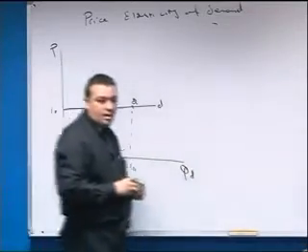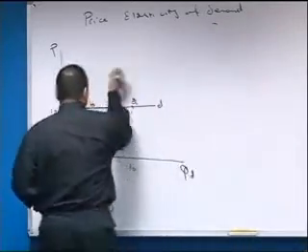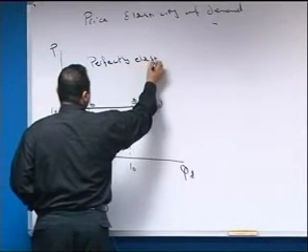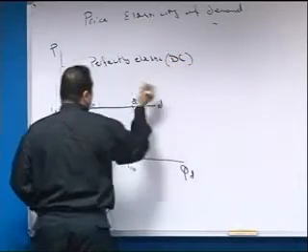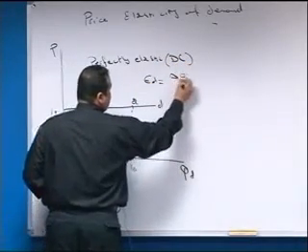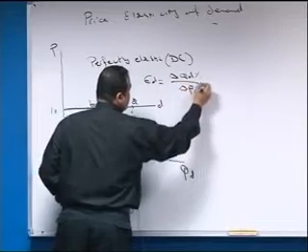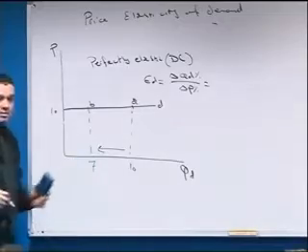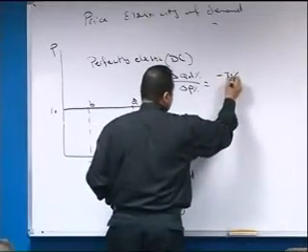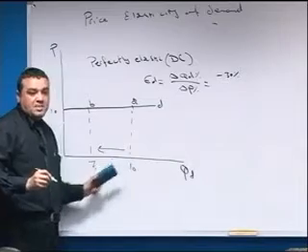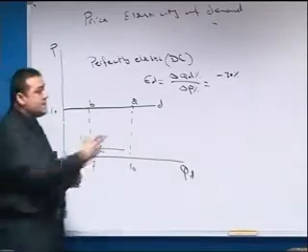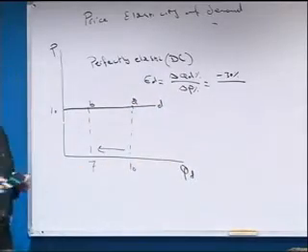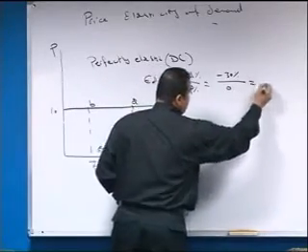ED equals infinity, or this is the perfectly elastic demand curve. Why? Because ED equals percent delta QD over percent delta P. The percentage change in the quantity demanded is minus 30%, from 10 to 7. So minus 30% over there is no change in the price, over 0. It equals infinity.